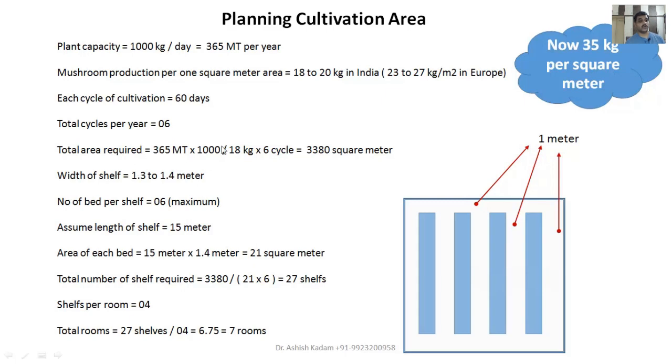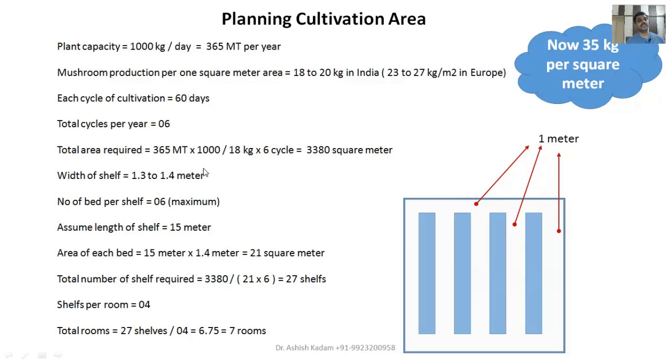So the total area required to have this 1000 kg of production at this yield, you will require 3380 square meter. This is just simple arithmetic, because you are planning for 1000 kg. So you will require this many square meters of bed area for making the compost.